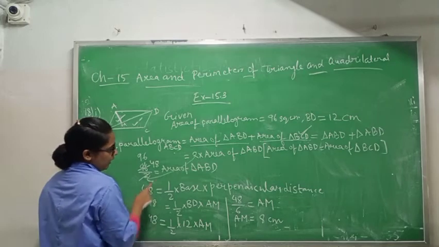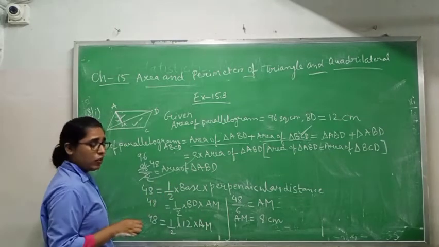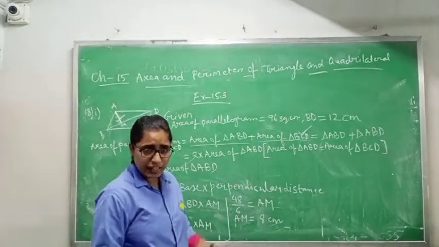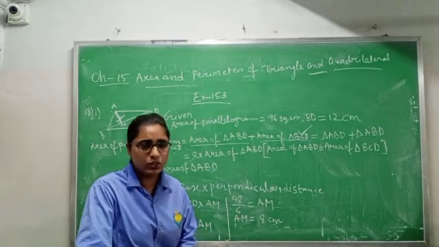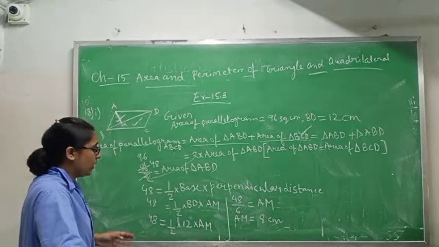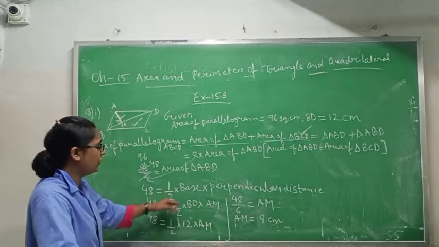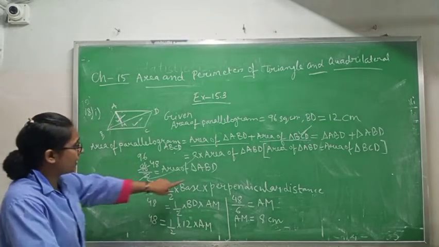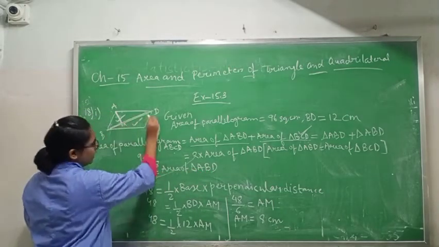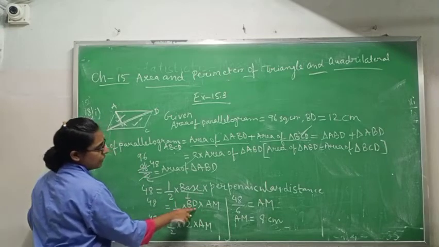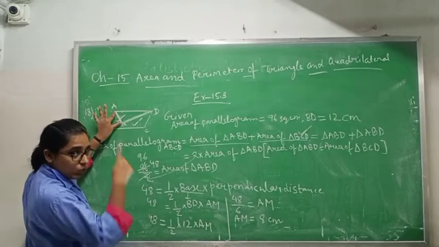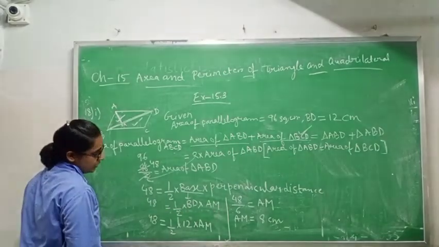It means 48. Now area of triangle ABD, triangle area formula is half into base into perpendicular distance, or you can write height also, or you can write perpendicular length also, all are the same. So 48 equals half into base. When you are taking triangle ABD, at that time base is BD. That is why in place of base I am writing BD, into perpendicular distance AM. AM is perpendicular distance, making 90 degrees.